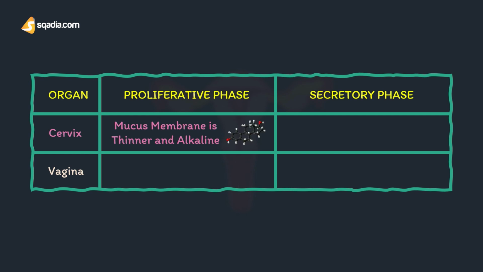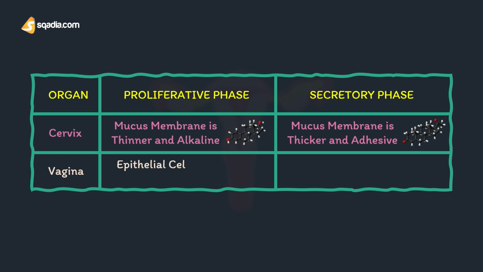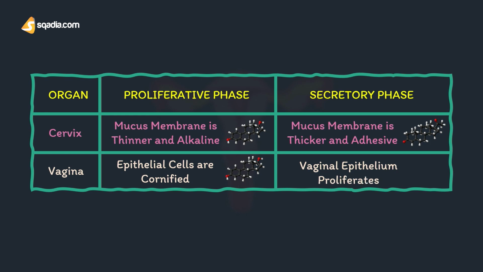And during the secretory phase, the mucous membrane of the cervix becomes thicker and adhesive because of the action of progesterone. So in the proliferative phase, estrogen is going to act, and in the secretory phase, progesterone is acting. So in the vagina, epithelial cells of the vagina are going to be cornified, and this is going to be because of the estrogen.